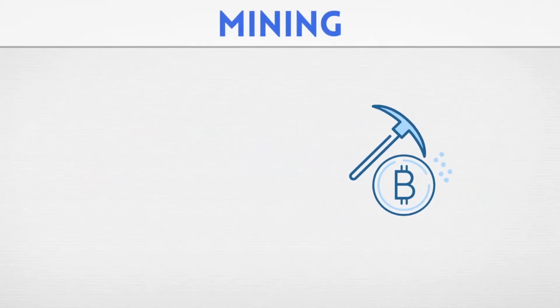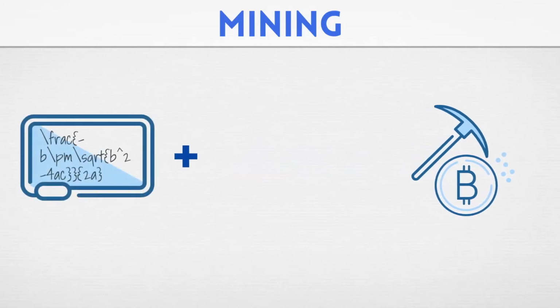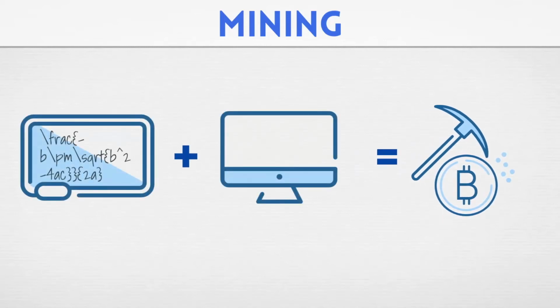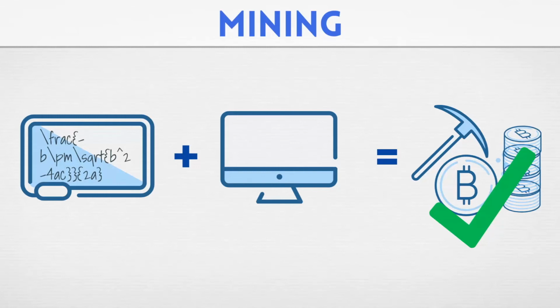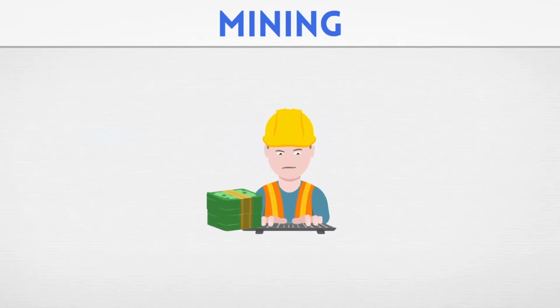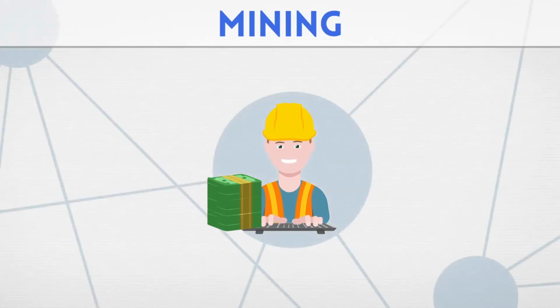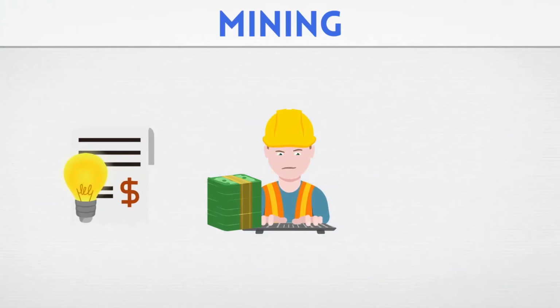Mining. This is solving mathematical problems with computation power in order to create new bitcoins, process new bitcoins, and also verify Bitcoin's transactions. As a miner, you get paid a fee for doing this. You're working for the network, and by doing this, your electricity bills will skyrocket, so you need that extra money.